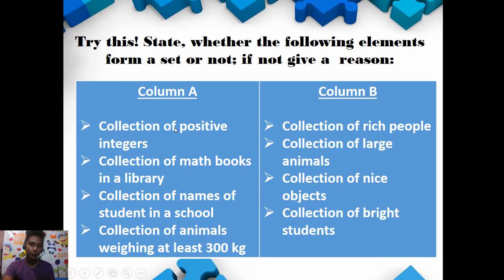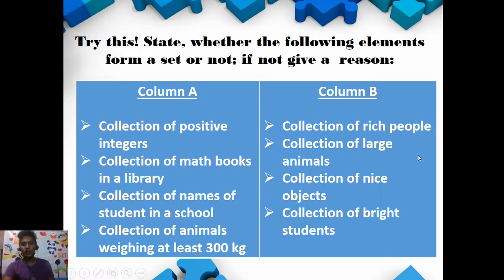Next one. Collection of math books in a library. Is it a well-defined set? Yes, because it says here, math books in a library. It is specific. Next one, collection of names of students in a school. Is that a set? Yes, that is also a set. Next, collection of animals weighing at least 300 kilograms. Is that also a set? Yes, because we have a specific condition which is at least 300 kilograms.